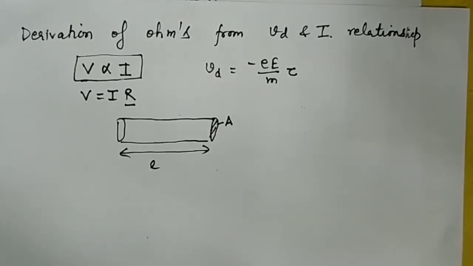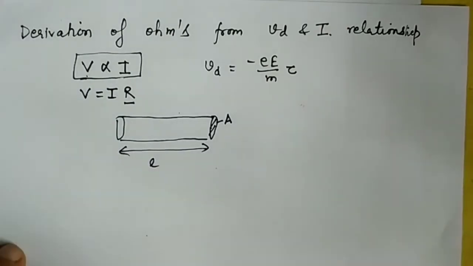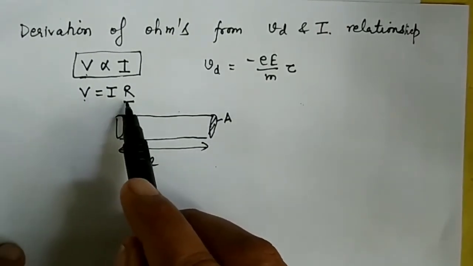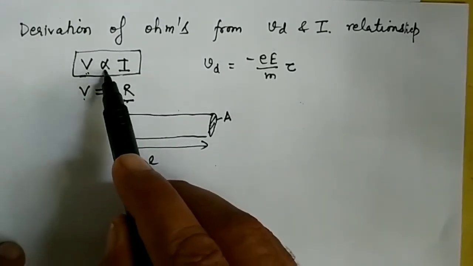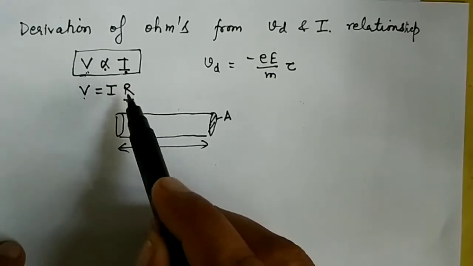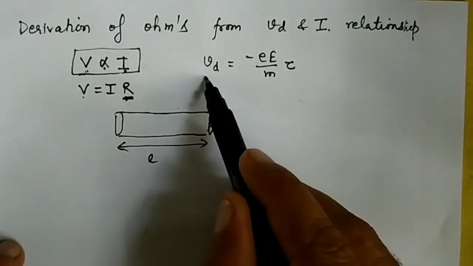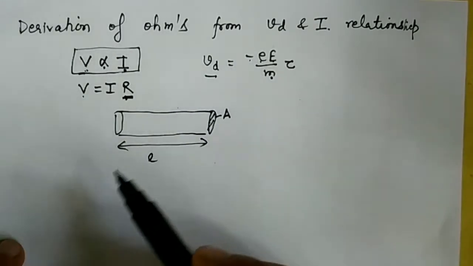We are going to derive Ohm's law from the drift velocity and current relationship. We know that Ohm's law is V is directly proportional to I. Removing the proportionality, V is equal to I into R, where R is constant. Now, drift velocity is Vd equal to minus E divided by m into tau.